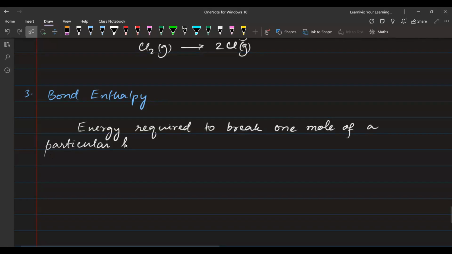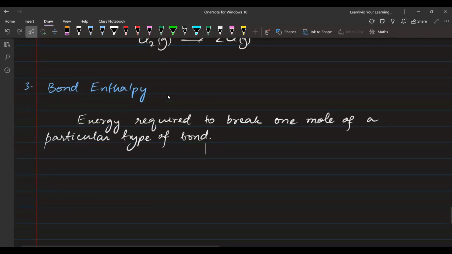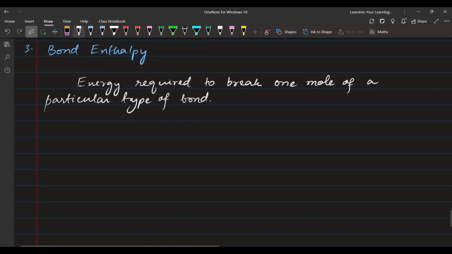Of a particular type of bond. That is basically the bond enthalpy. Now, bond enthalpy can be calculated for diatomic very directly, but for polyatomics, we need to average it. Okay, so please pay attention. Delta bond enthalpy. We are going to take two cases. One is obviously for the diatomic, the other will be for polyatomics.